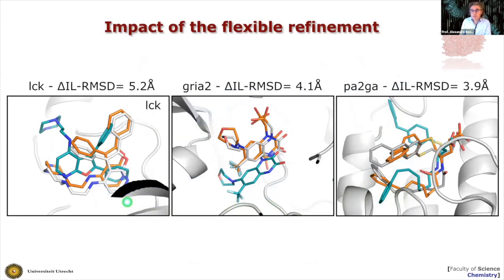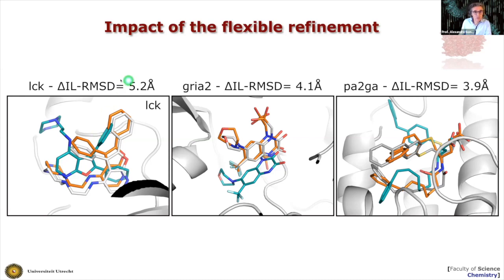So here are a few examples of the impact of the flexible refinement that we do in ADOX. So what you see here is the difference. Basically, you see three conformations. The cyan conformation is the starting pose obtained after rigid body docking. The white conformation is the crystal structure, if I'm correct, and the orange one will be the conformation obtained after flexible refinement of the interface.